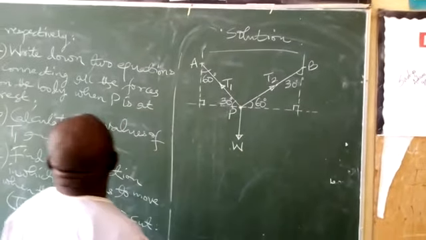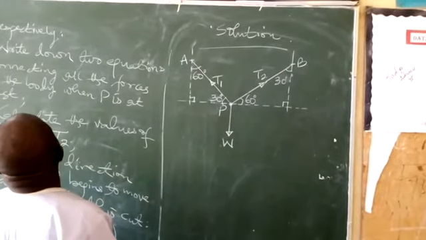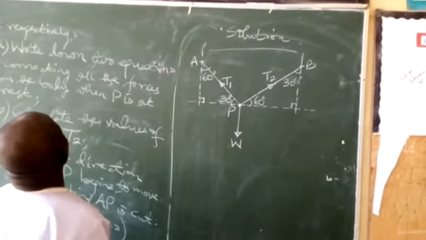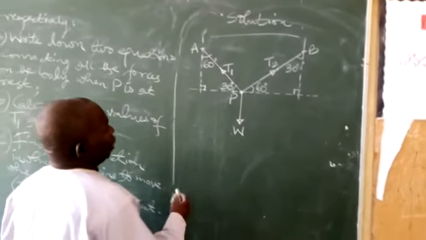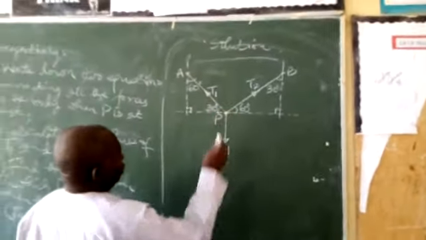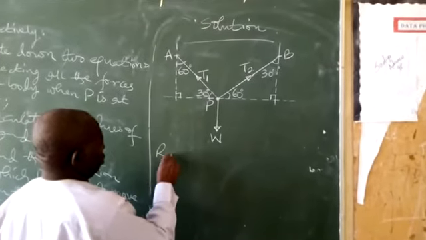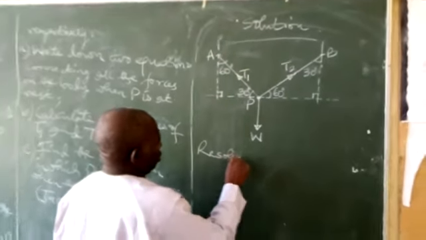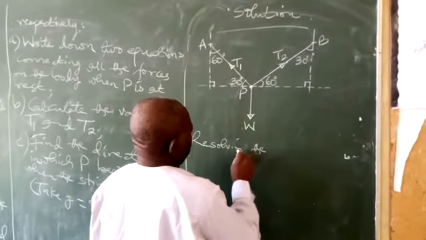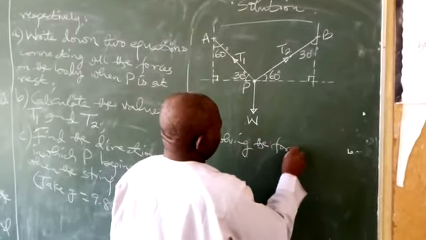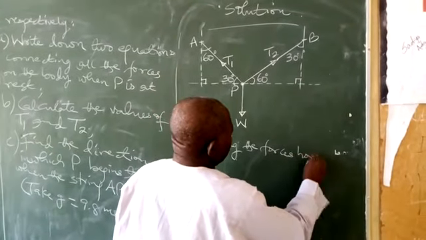So, how do we write down the two equations? We can write down the two equations connecting all the three forces by resolving the forces horizontally.